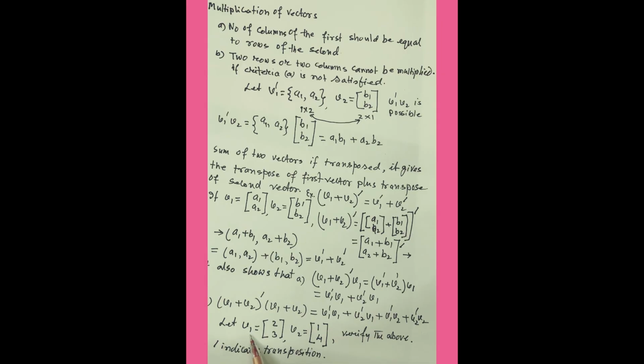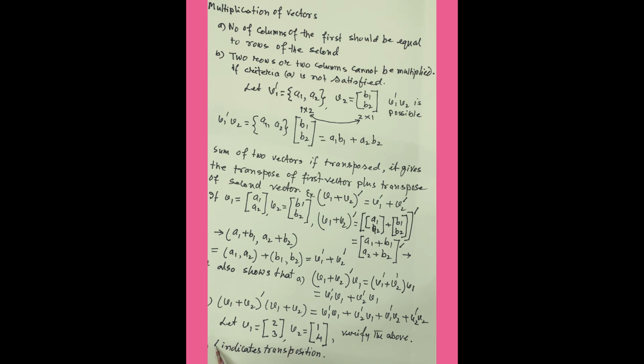So if the values of the vectors, the elements, are given, these are two column vectors. Now we have to verify A and B. A is this, P1 plus P2 transpose into P1 is equal to P1 transpose plus P2 transpose into P1, which is equal to this. Then P1 plus P2 transpose into P1 plus P2 is equal to this. So by putting values, we can see.